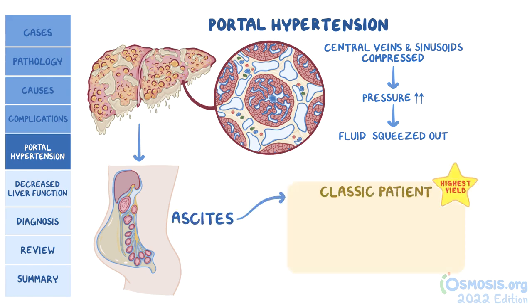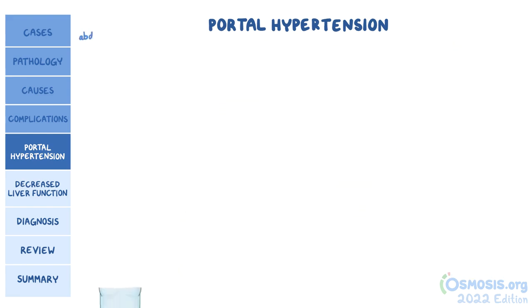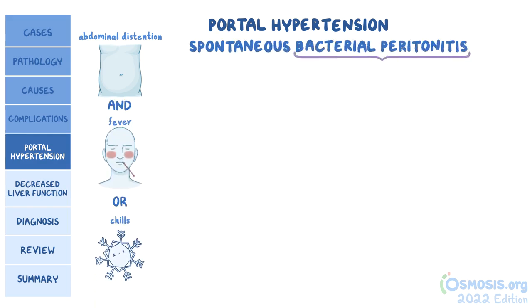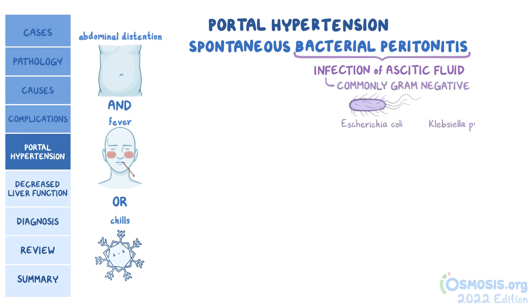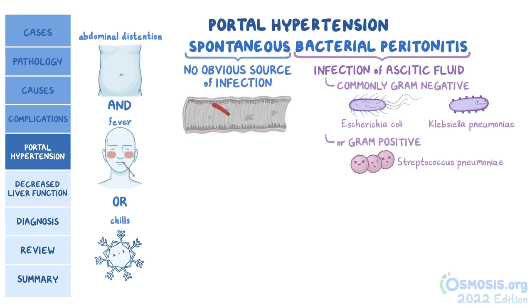The classic patient with ascites will present with abdominal distension as well as shifting dullness on percussion. If abdominal distension is also accompanied by severe abdominal pain and fever or chills, this might be a sign of spontaneous bacterial peritonitis. This is an infection of the ascitic fluid by a pathogen, most commonly a gram-negative one, like Escherichia coli or Klebsiella pneumoniae, and less commonly gram-positive, like Streptococcus pneumoniae. It's called spontaneous because there's no obvious source of infection, like a ruptured bowel.